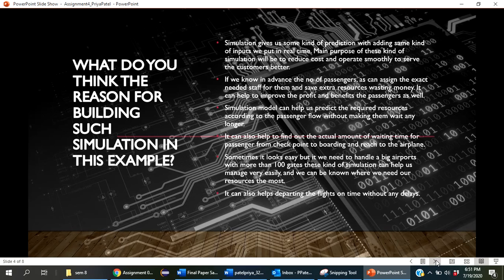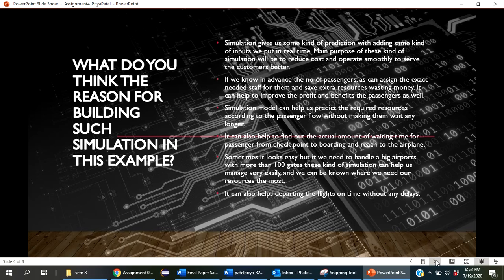A simulation model can help us predict the required resources according to the passenger flow without making them wait any longer. It can also help find out the actual amount of waiting for the passenger from check-in to boarding and reaching the airplane.